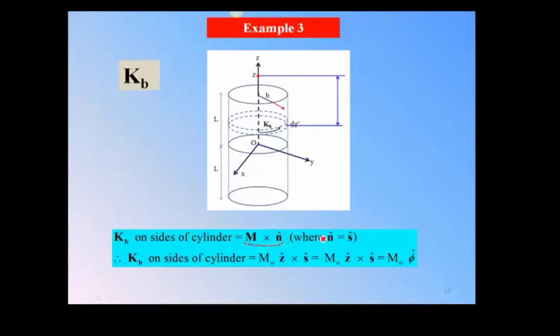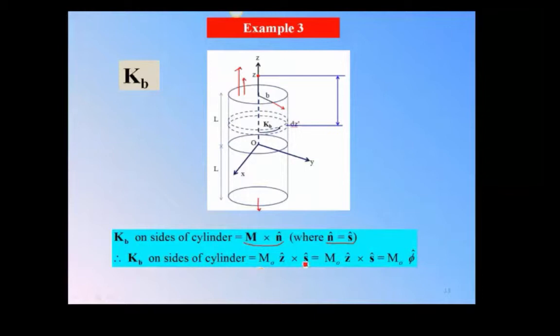For our purposes, on the sides, n hat is equal to the unit vector s if we take s to be the radial component. Just to make this clear, up here on these surfaces, k sub b is equal to 0. And the reason for that is that the n vector is in the z direction, the normal vector. The M vector is in the z direction, so when we take the cross product, we get 0. And the same is true down here, even though the surface normal points in this direction, we still get 0. So all we have to worry about are the sides, and so let's go back and take the cross product.